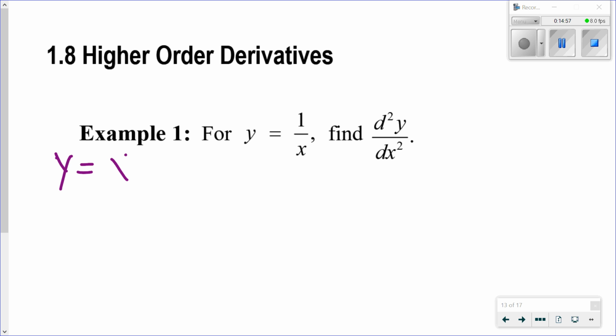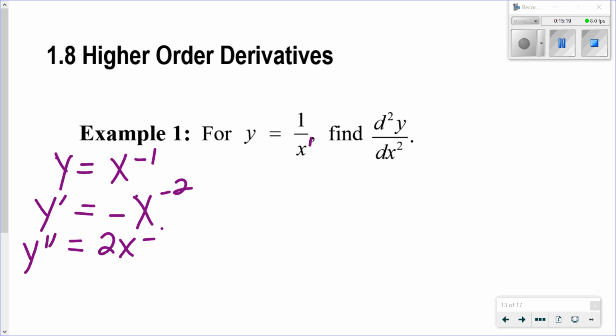What if I rewrite this as x to the negative 1. Remember, it has a 1. It's in the bottom. If I move it to the top, it just makes that exponent negative. Then my y prime becomes negative 1x to the negative 2. And y double prime, negative 2 times negative 1 is a positive 2x to the negative 3. And you can leave it like that. And we could keep going if we wanted more derivatives on that. So the easiest way to do those is not to try to do a quotient rule, but to rewrite it in this format so we can just do a power rule.